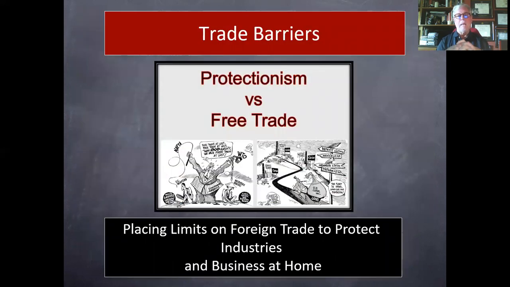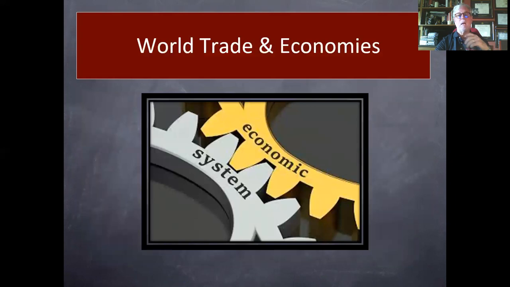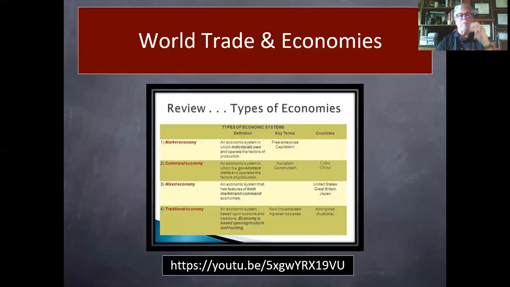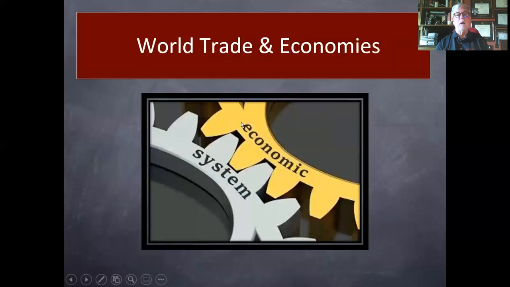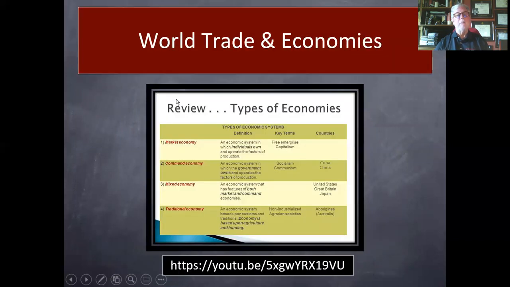So now we'll move on to trade barriers. Protectionism is an example, something Adam Smith abhorred, placing limits on foreign trade to protect industries and businesses at home. But we'll look at economic systems first. And in your book, they depict four different types of, if I'll get this right, economies.